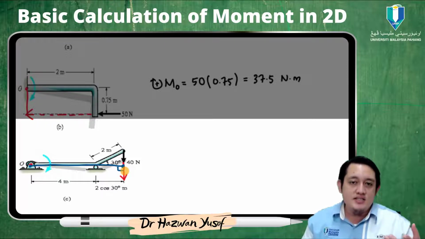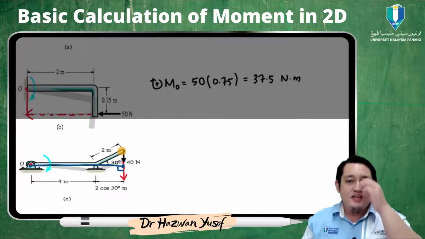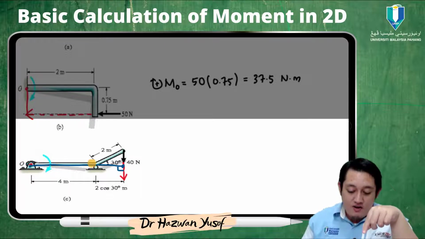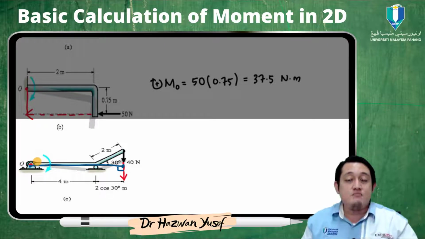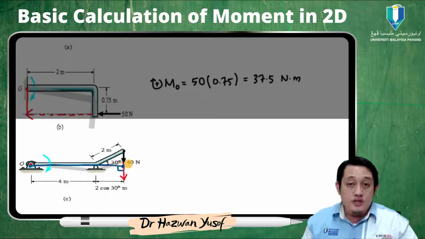Therefore, what is our distance? Our distance is not 4 plus 2 meters. No, it is 4 plus this one. The distance of this one is 2 cosine 30. Don't get confused, make sure that your distance is perpendicular to this line of force.